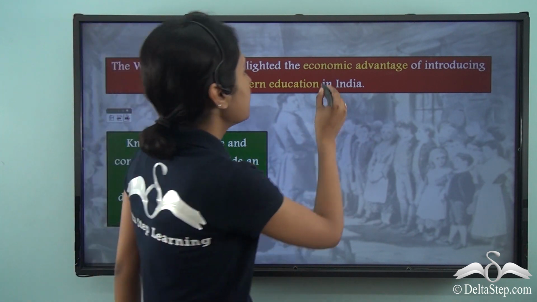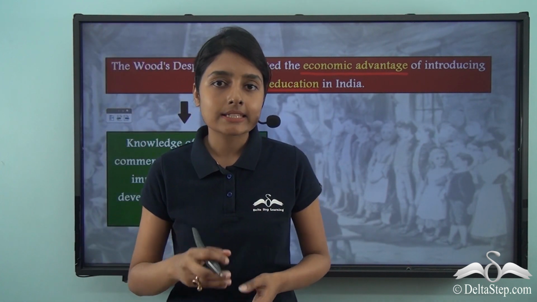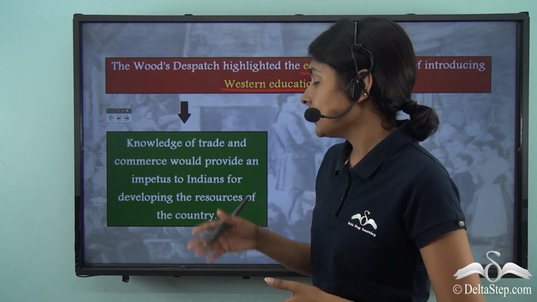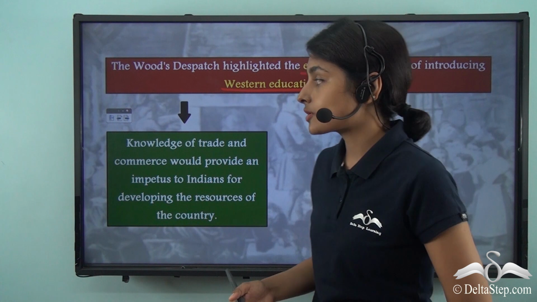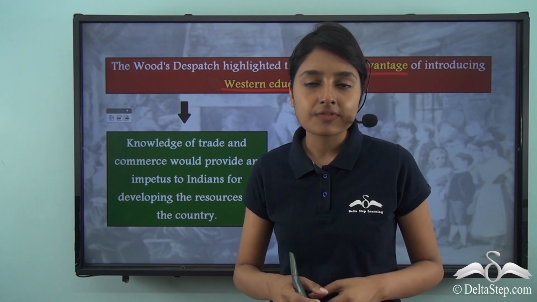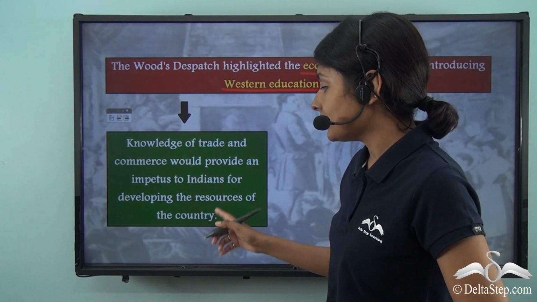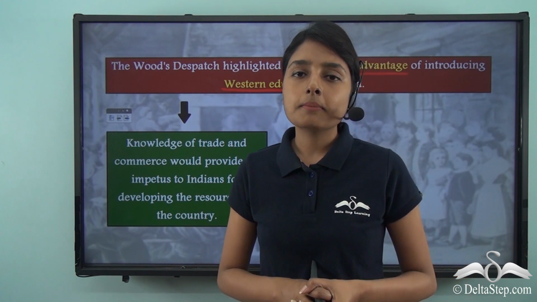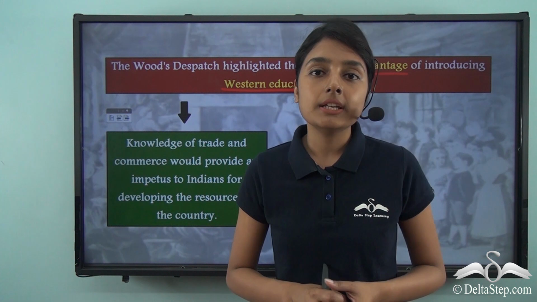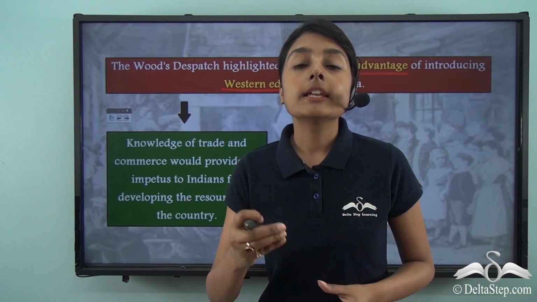The Wood's Dispatch highlighted the economic advantage of Western education in India. So firstly, he looked at this from an economic vantage point. That is to say, the introduction of Western education in India would introduce the masses to the knowledge of trade and commerce. And when the Indian masses gained knowledge of trade and commerce, they would be provided an impetus to develop the resources of the country. And if the Indian masses are given an impetus to develop the resources of the country, then the British East India Company would benefit from the same. So this point of the Wood's Dispatch was seen from an economic vantage point.